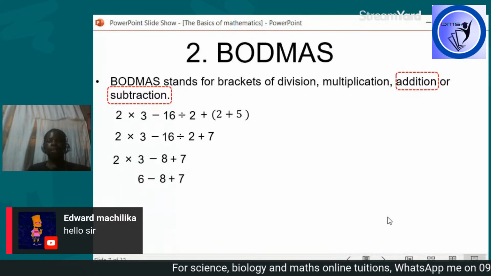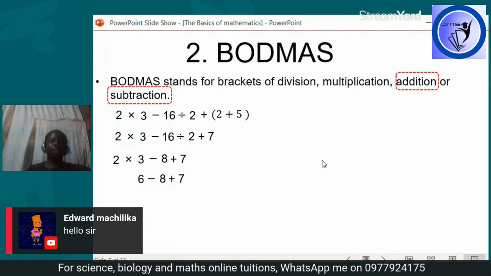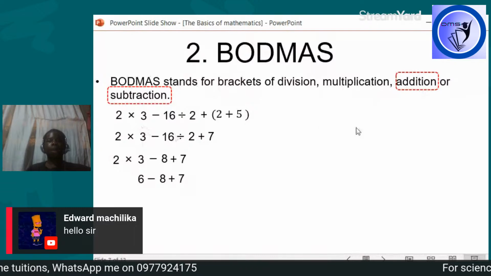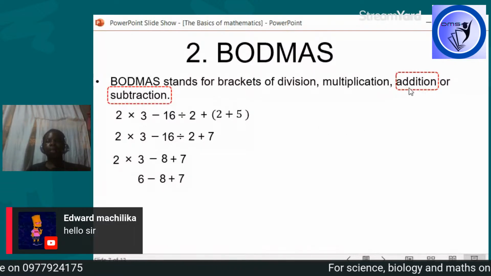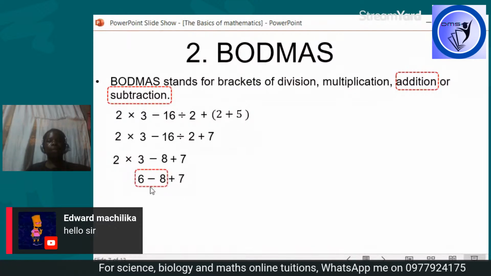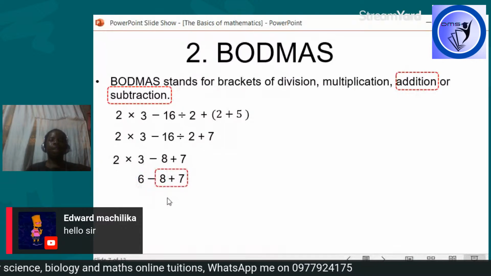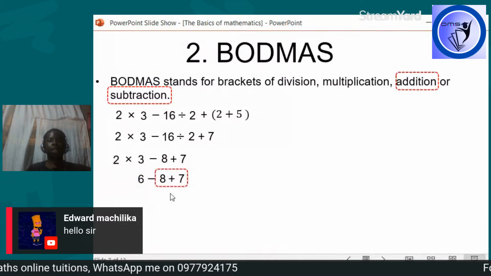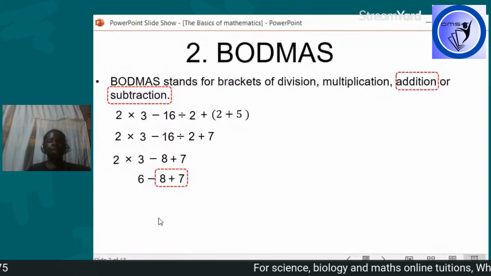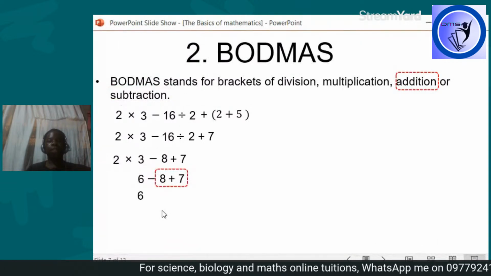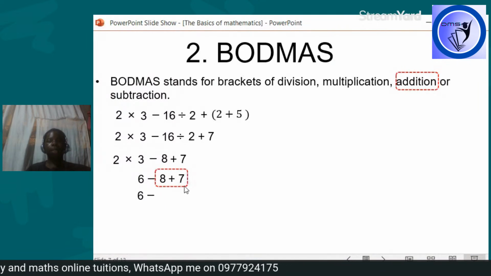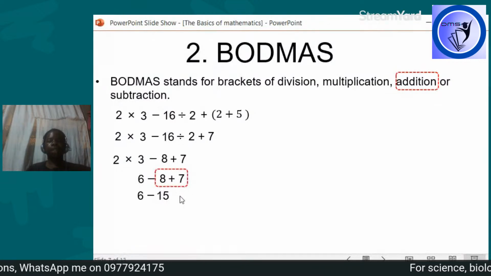So now you have seen, what was I saying here? What I was saying was that in terms of addition and subtraction, you actually do either addition or subtraction. It does not matter which one you start with. Now, let's say we decided to do addition here. So meaning, what we are going to do first is to add. So we just say 8 plus 7. What do we get? We get 15, then minus.